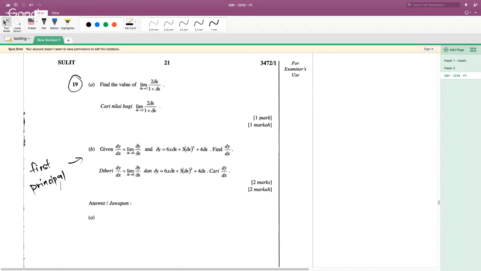This one, the limit as the change of x gets very close to 2. So what will happen over here is, if you want to find the value of this thing, the change of x will get very close to 2.